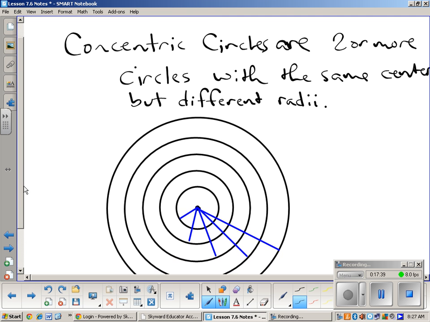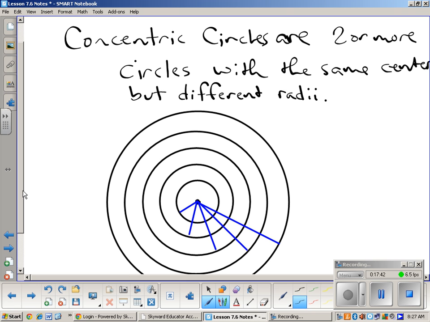Concentric circles are 2 or more circles with the same center but different radii.